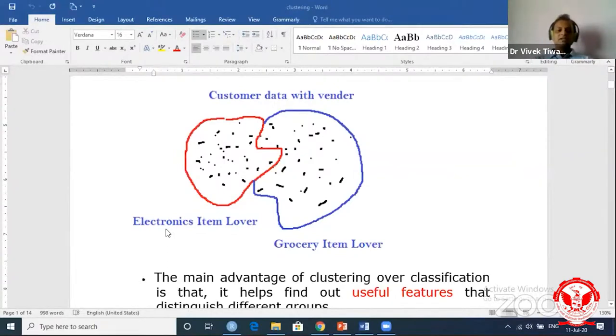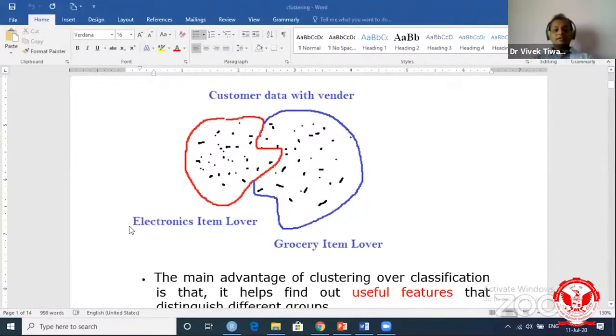That property you get to know after the clustering process is over. Then for each and every cluster you have to go into detail, and you realize that the customers who belong to the red color cluster are electronics item lovers. So normally, whenever they visit our shop, they purchase electronics items. Similarly, after deeper analysis, you get to know that all the customers in the blue color cluster normally visit our shop to purchase grocery items or daily use items.